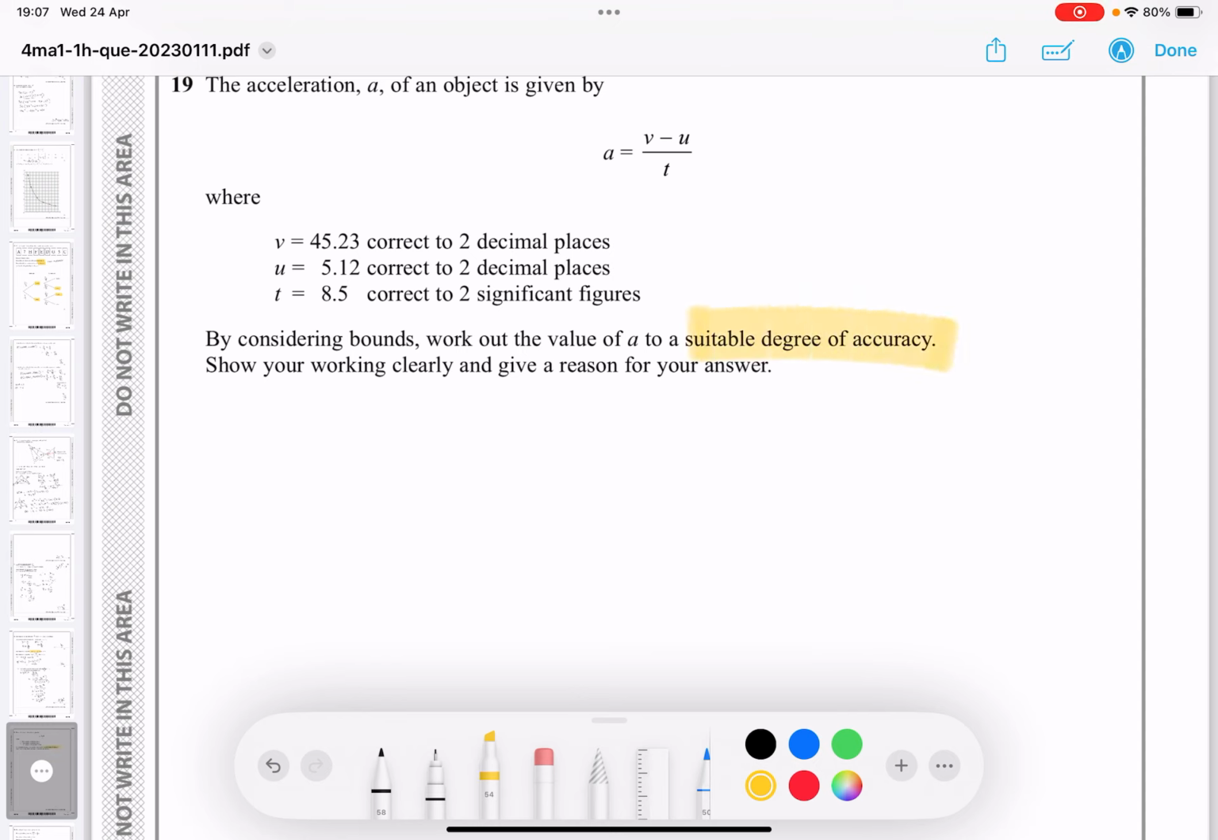Show your working clearly and give a reason for your answer. Okay, whenever you see these questions where it says considering bounds, you know it's about upper bound and lower bound. Unless it states specifically work out the upper bound and lower bound, if they say give a suitable degree of accuracy, you have to work out both bounds, so both the upper and lower bound. Okay, so this is quite a long question.